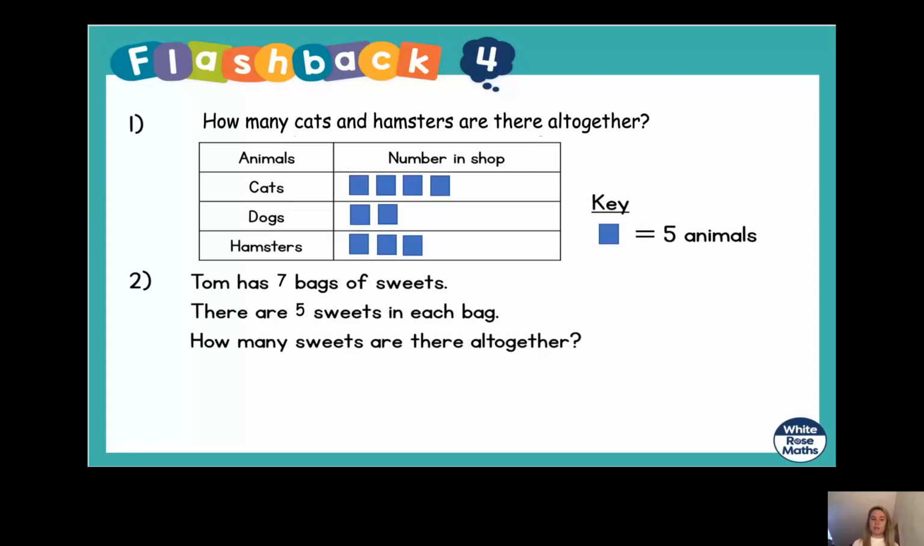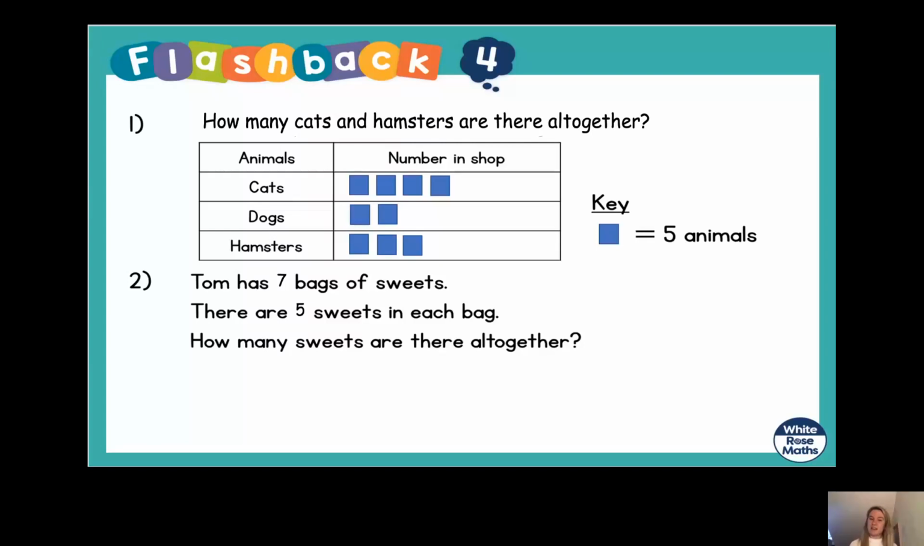Okay, then number 2, Tom has 7 bags of sweets. There are 5 sweets in each bag. How many sweets are there altogether? Well, if we know that there are 5 sweets in one bag, can we write a multiplication number sentence to find out how many sweets would be in 7 bags? Pause the video now and have a go at your flashback.